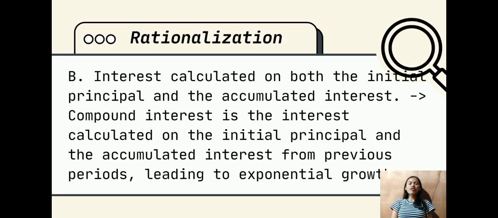The correct answer is letter B. Interest calculated on both initial principal and accumulated interest. Compound interest is the interest calculated on the initial principal and accumulated interest from previous periods, leading to exponential growth.